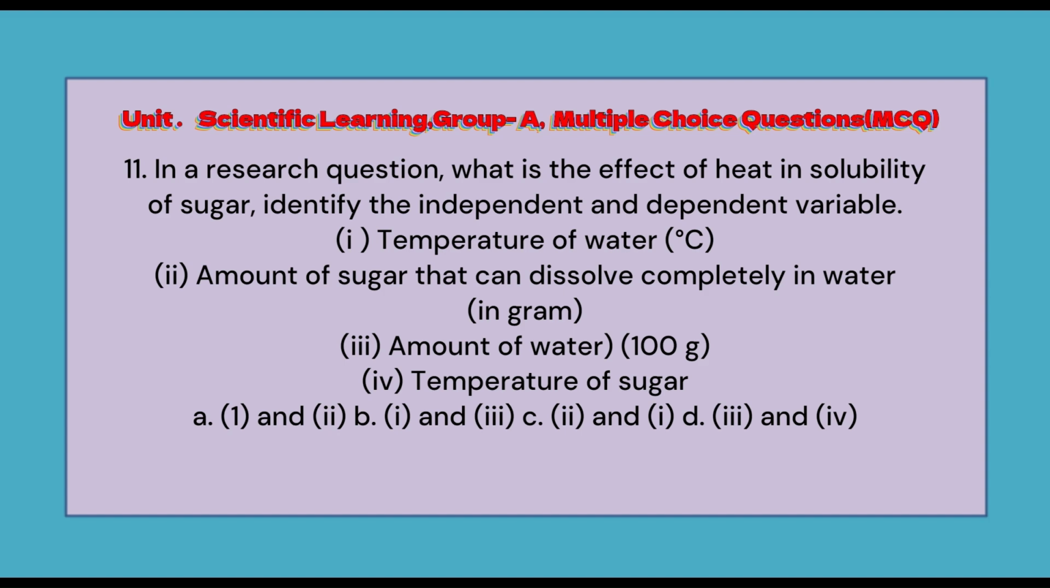11. In a research question, what is the effect of heat on solubility of sugar? Identify the independent and dependent variable. 1. Temperature of water, degree C. 2. Amount of sugar that can dissolve completely in water, in gram. 3. Amount of water, 100 gram. 4. Temperature of sugar. A. 1 and 2. B. 1 and 3. C. 2 and 1. D. 3 and 4. Correct answer A. 1 and 2.